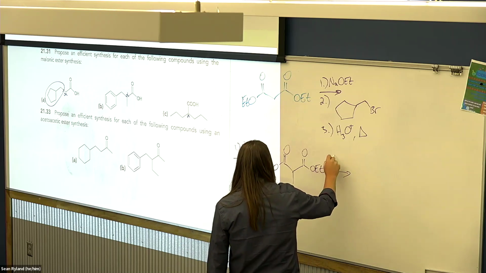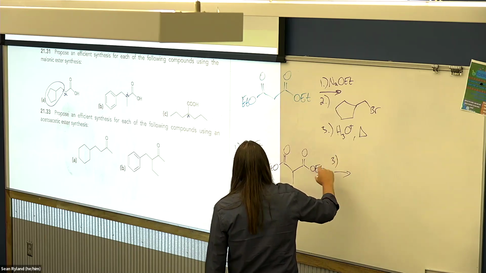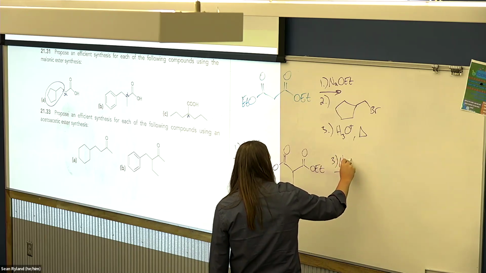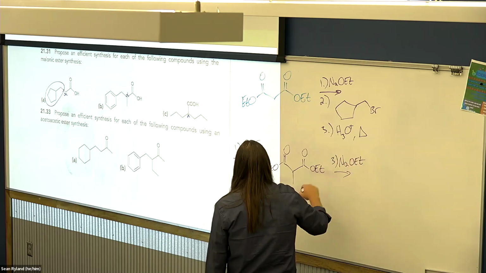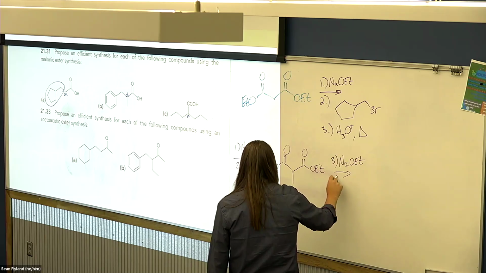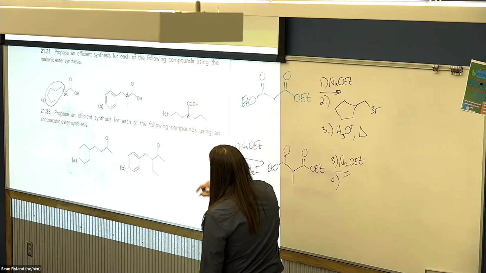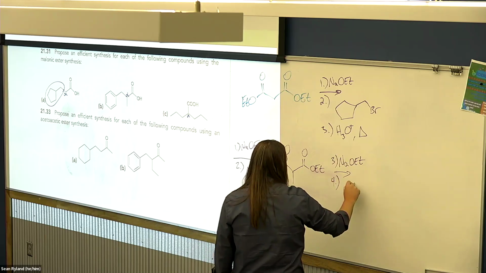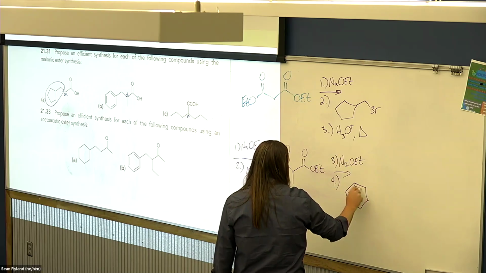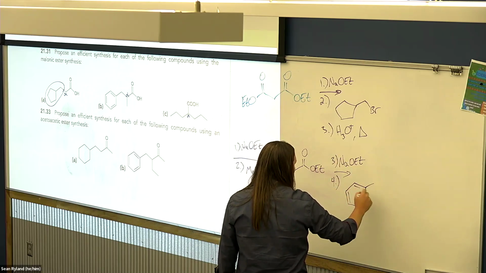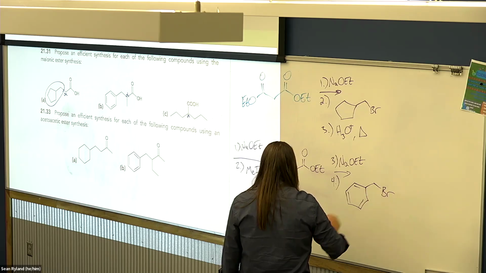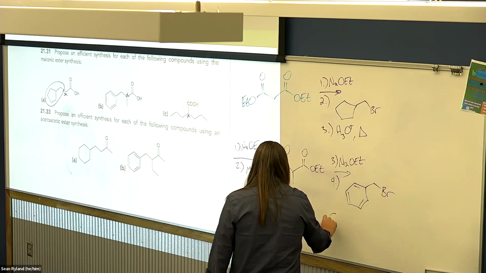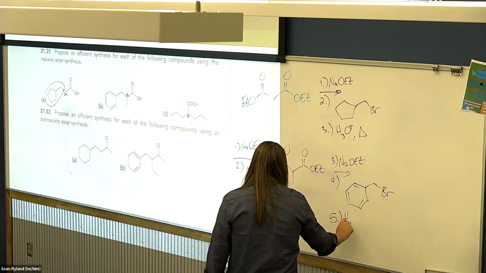Then we do step 3. Another round of NaOEt, or just keep it basic. Then we're exposed to our phenyl chloromethane or bromo. Last step, H3O plus and heat.